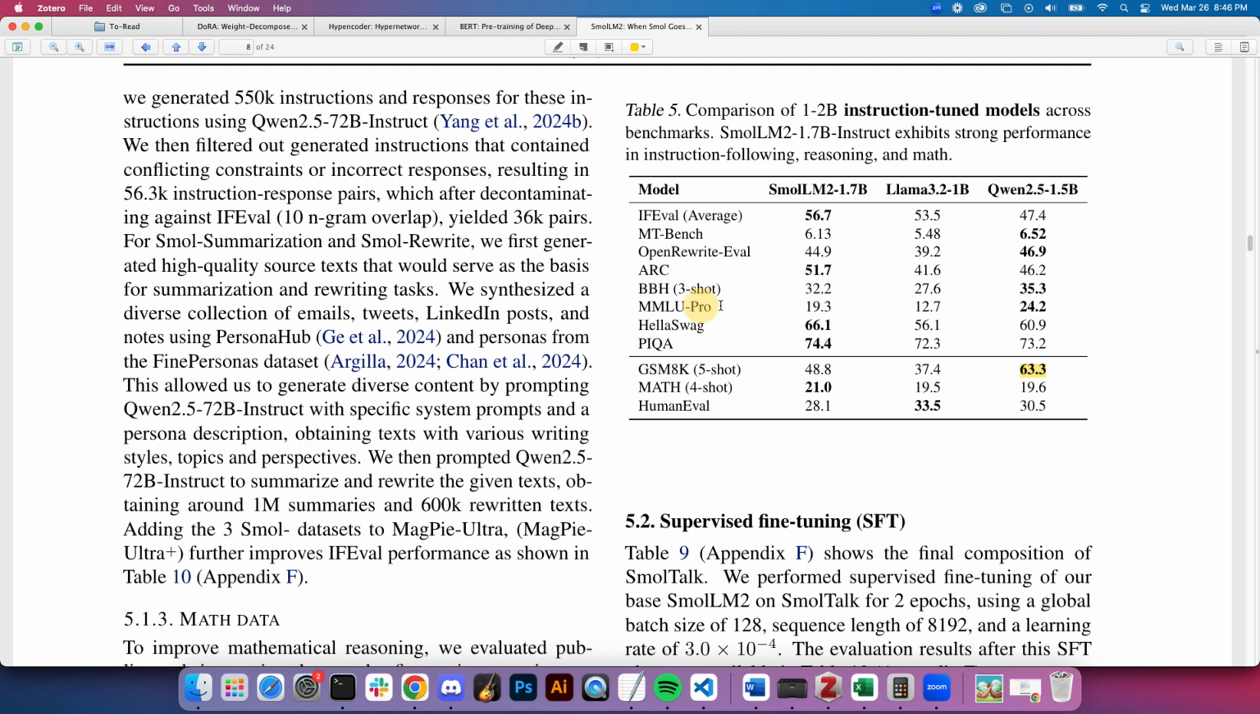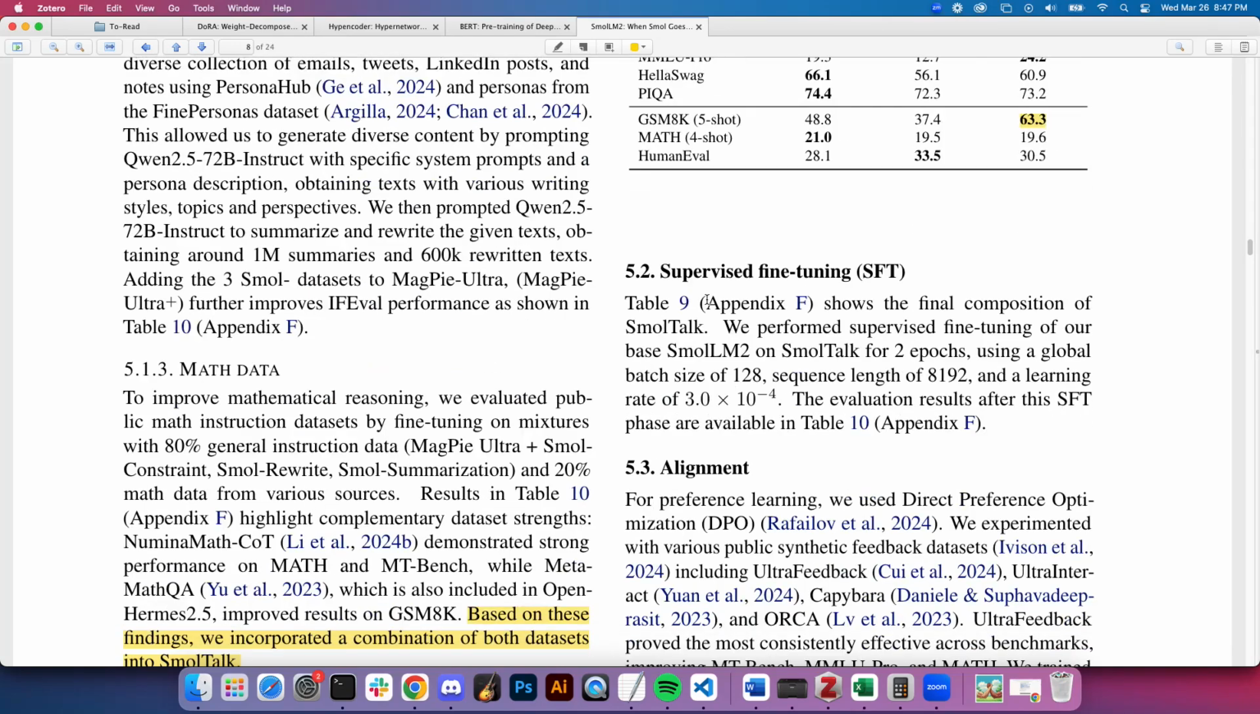This is again MMLU Pro is strong relative to Llama. Okay, we already saw Appendix F. We performed supervised fine-tuning for our base model for 2 epochs using a global batch size of 128, sequence length of 8,192, and a learning rate of 3 times 10 to the negative 4. So that's helpful to know that that's their fine-tuning learning rate.